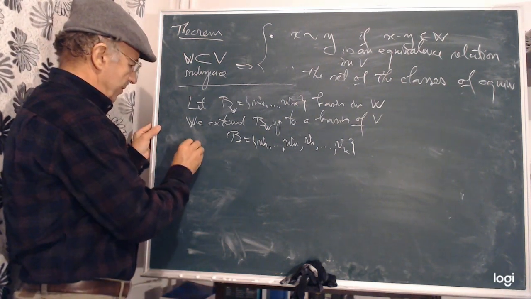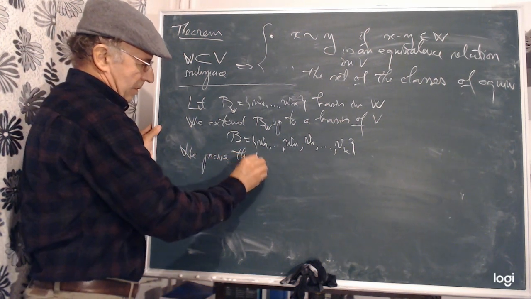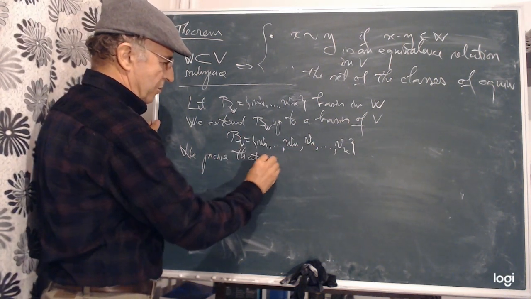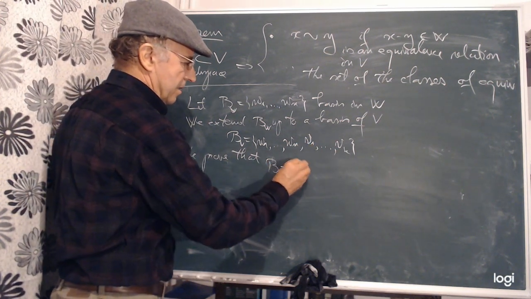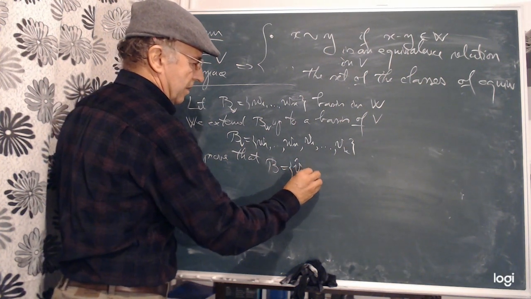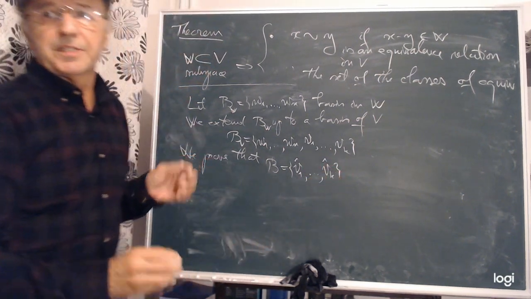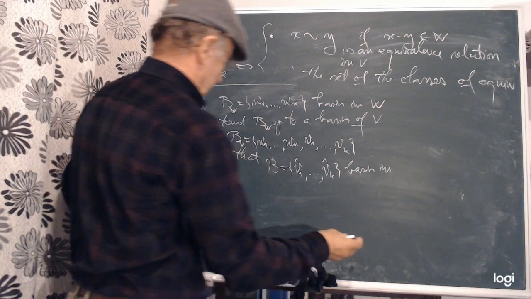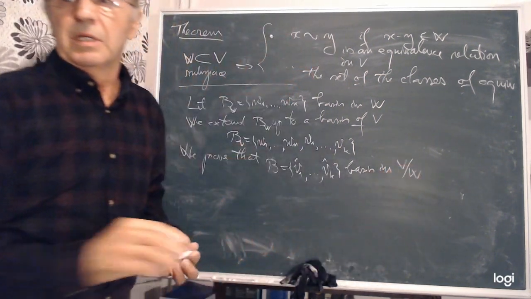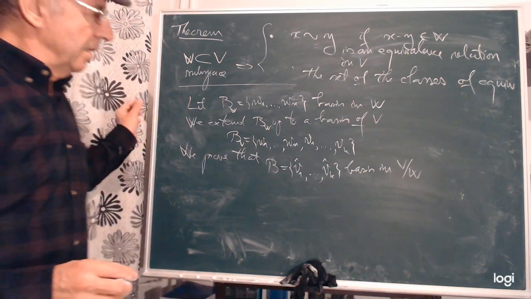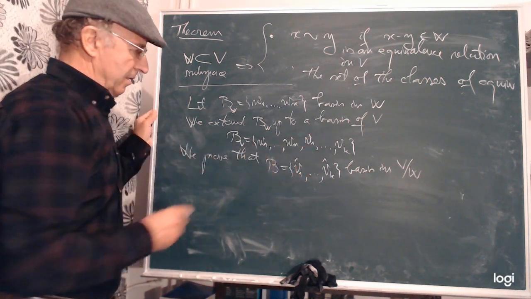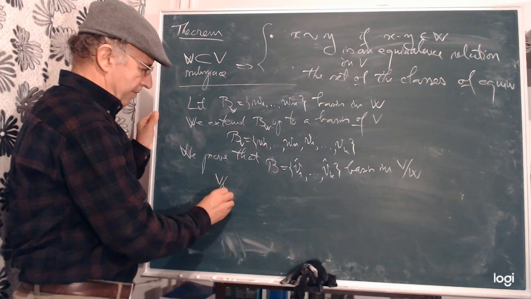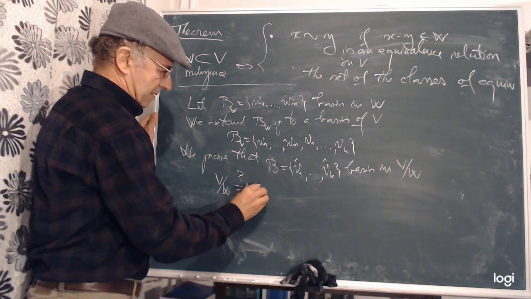and we prove that the set B containing the class of V1, and so on, the class of Vk, is a basis in V over W. For this, we have to prove that V over W is the span of B.